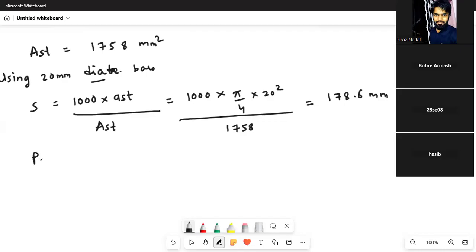Provide 20 mm bar at the rate 150 mm center to center. Okay. And this is the main bar that we have gotten. This is the main bar.